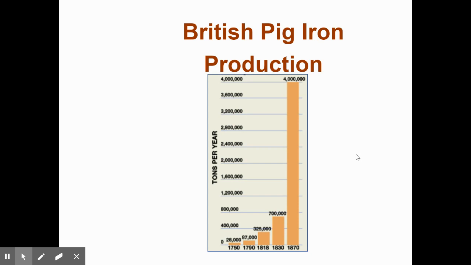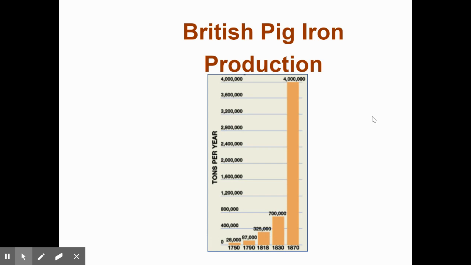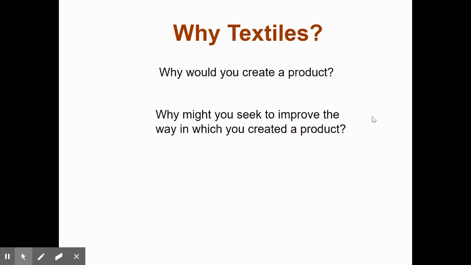for machines. So you see here the development of the production of raw iron from the iron ore, huge amount, huge change. Where is all this iron going? Well, it's going to railroads, it's going to machines. It's producing the goods required to create other goods. So why textiles?